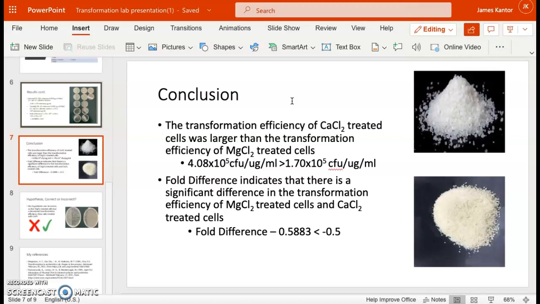And like Jimmy said, the fold difference indicated that there was a significant difference in the transformation efficiency of the magnesium chloride treated cells and the calcium chloride treated cells. And that fold difference was negative 0.5883, which was less than negative 0.5.